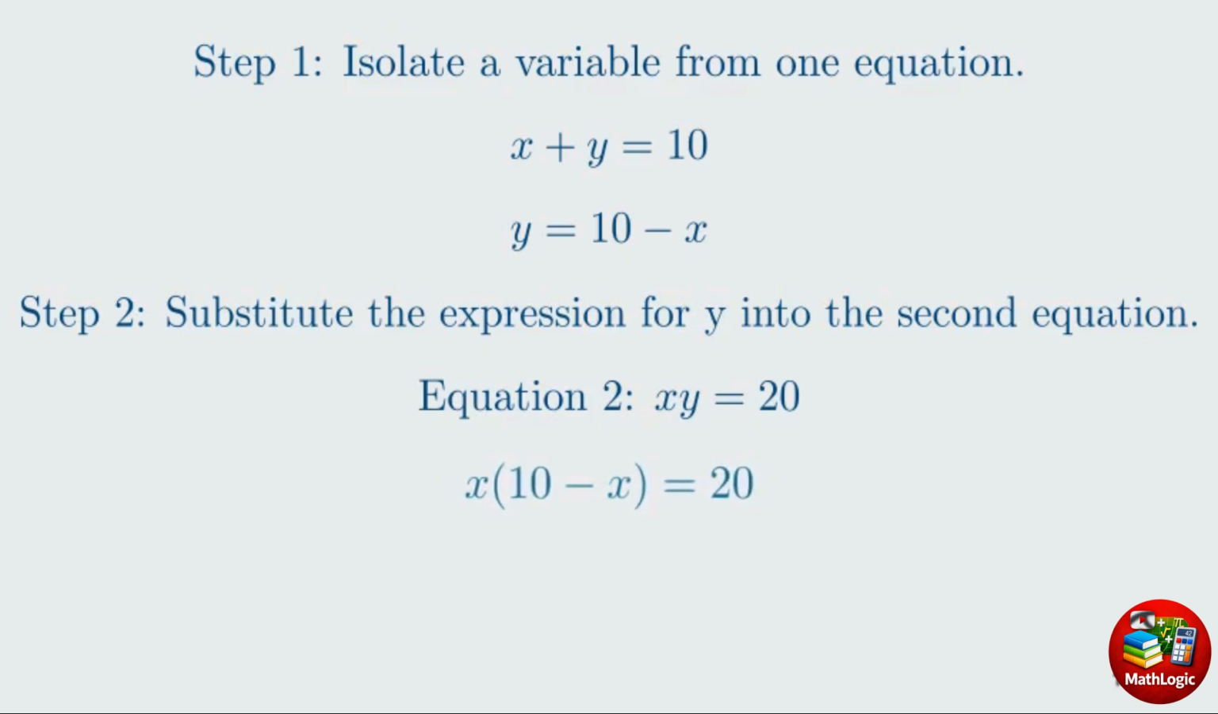We've now arrived at a single equation with one variable: x times 10 minus x equals 20. Our next task is to simplify this and solve for x. Let's start by distributing the x on the left side of the equation. This gives us 10x minus x squared equals 20. This is a quadratic equation, which we can solve using a few different methods.